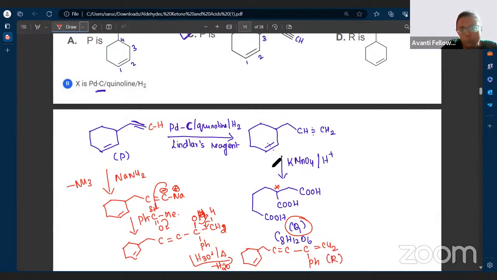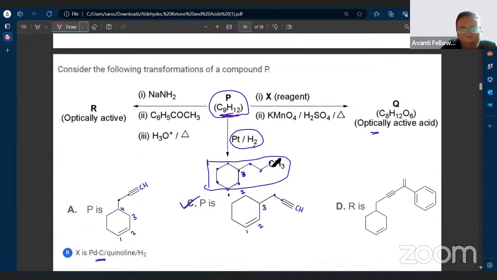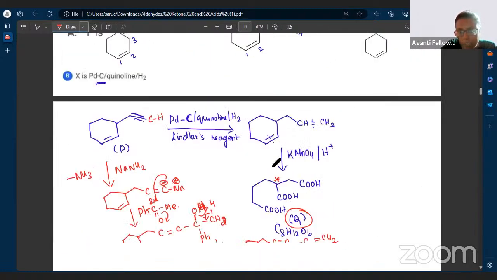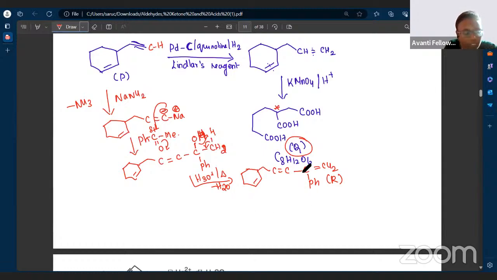This is your R. Now let's check R. Is R optically active? Do you have any chiral center? Yes, you have a chiral center. So R is also optically active.